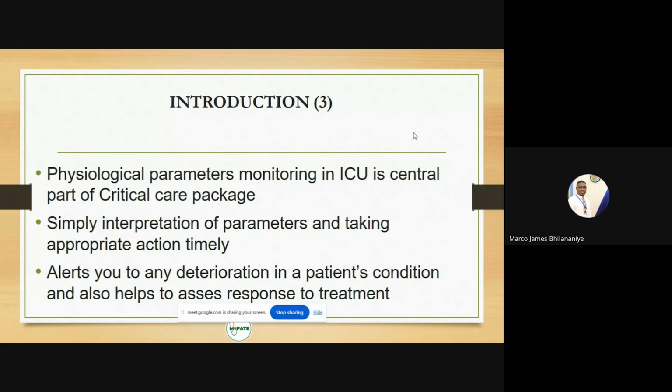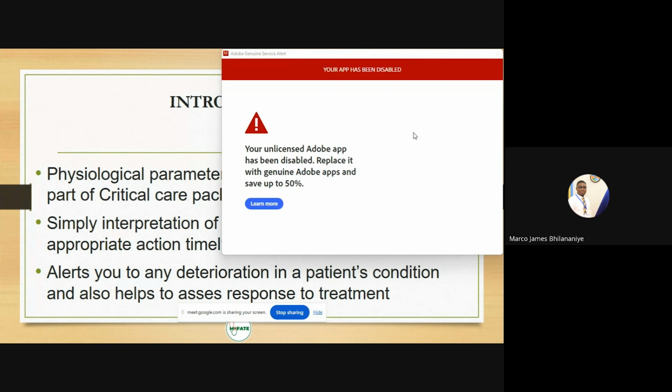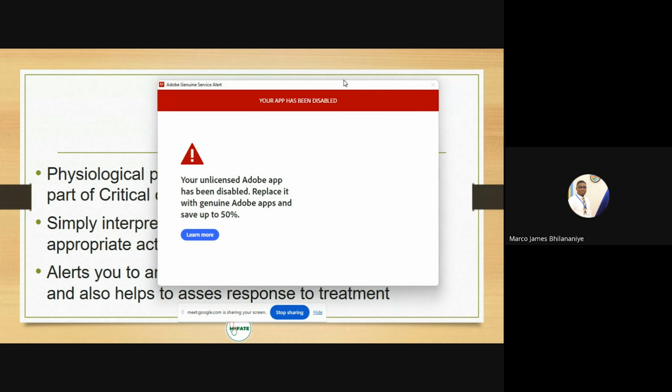Next slide. Physiological parameters monitored in ICU are a central part of critical care. So when monitoring a patient in ICU, you need accurate monitoring of those physiological parameters. By the way, when you say monitoring of a critically ill patient, what does it mean?